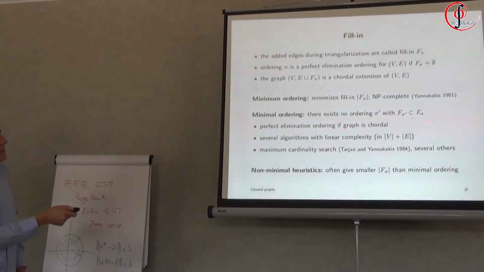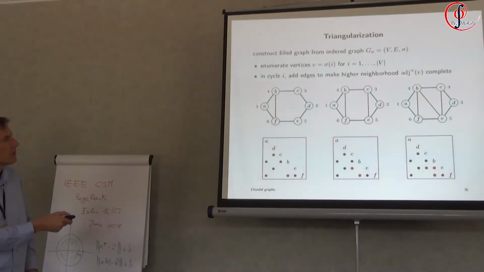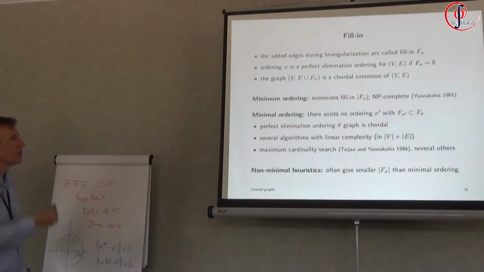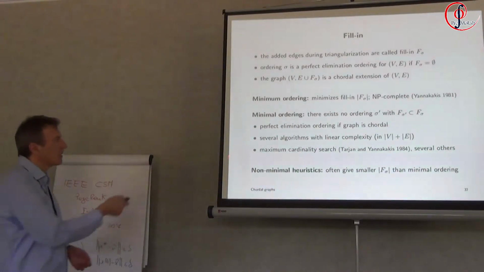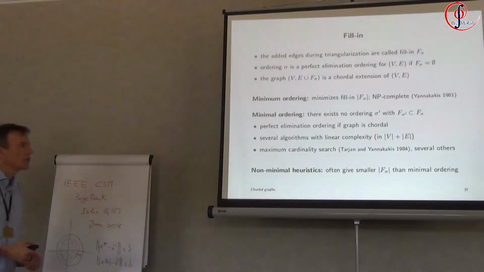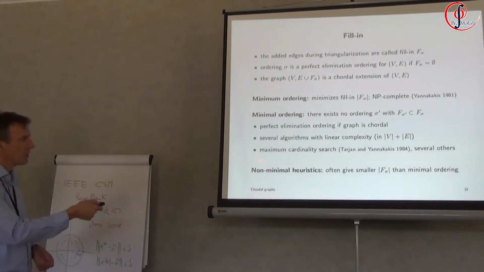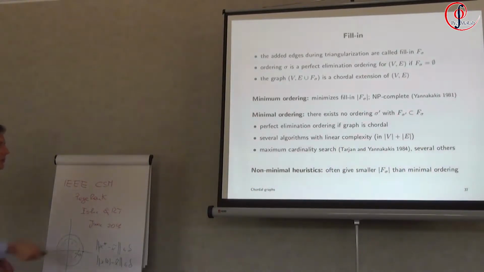So if F sigma is the fill-in that you get for a certain ordering, there is no other ordering that would have a fill-in that's a subset of those added edges. Then you call that a minimal ordering. And there exist several, and that's actually a much more practical problem, finding a minimal ordering and a minimum ordering, and you can do it in linear time using several algorithms. One of the first ones was the maximal cardinality search by Tarjan and Yannakakis.